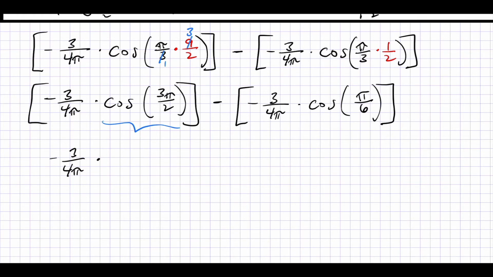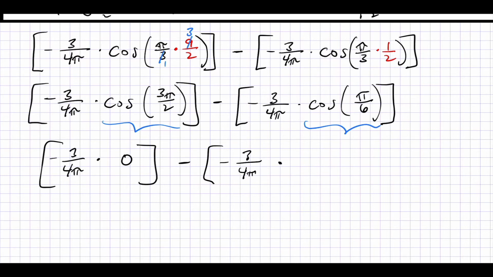Okay, 0. Okay. Now, last thing, what is cosine of pi/6? First quadrant. Square root of 3/2. Positive root 3/2.